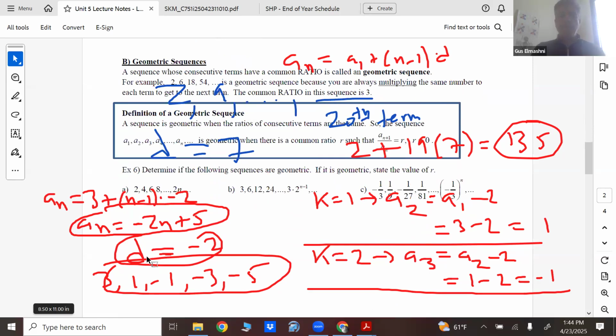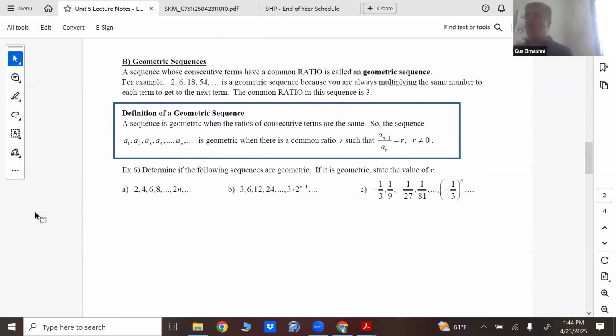Okay, now let's move on to geometric. Now, geometric is when you're multiplying by the same number over and over again. There's a common ratio, not a common difference. So like 2, 6, 18, 54. What's the pattern there? Multiplying by 3, right? Multiplying by the same number is the same thing as dividing by its reciprocal. If you multiply by 3, that's the same as dividing by 1/3. Multiplying by a half is dividing by 2. So when you take two consecutive terms, a sub n plus 1 over a sub n, that'll always be a consistent ratio.